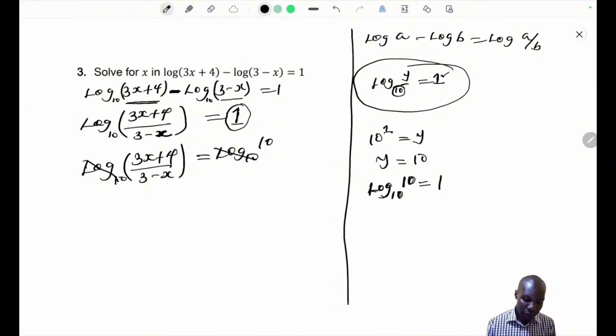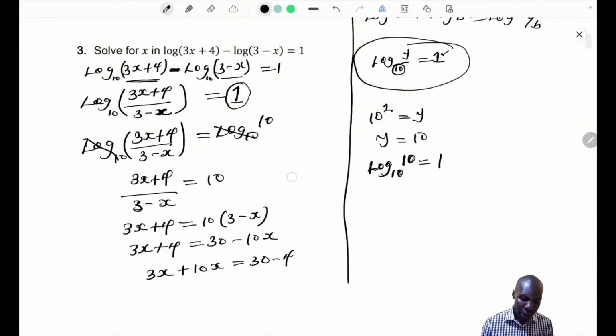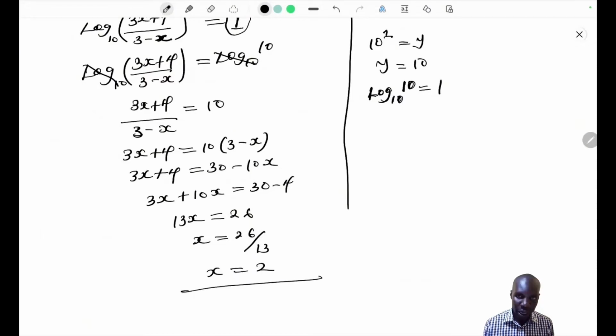So the logs cancel out. We are left with (3x plus 4) over (3 minus x) equals 10. Cross multiply, and you get 3x plus 4 equals 10 times (3 minus x). 3x plus 4 gives us 30 minus 10x. Collect the like terms: 3x plus 10x gives us 30 minus 4. That gives us 13x equals 26. x is equal to 26 over 13. x is equal to 2. And that is the answer for that.